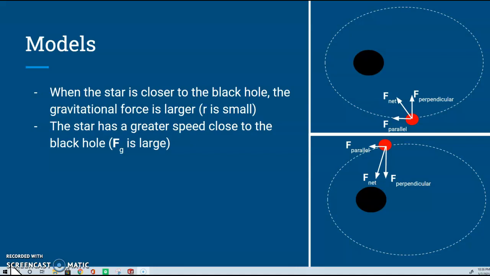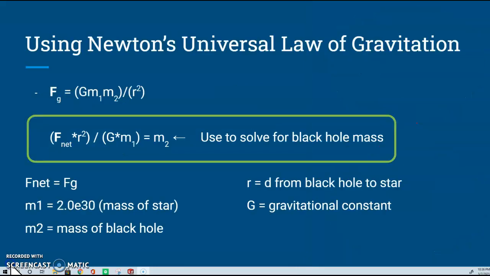The models also show that when the star is closer to the black hole, the gravitational force is larger as there is less distance between them. This means that the star will have a greater speed when it is closer to the black hole, as the force of gravity will be larger. With this information, I am almost able to solve for the mass of a black hole.